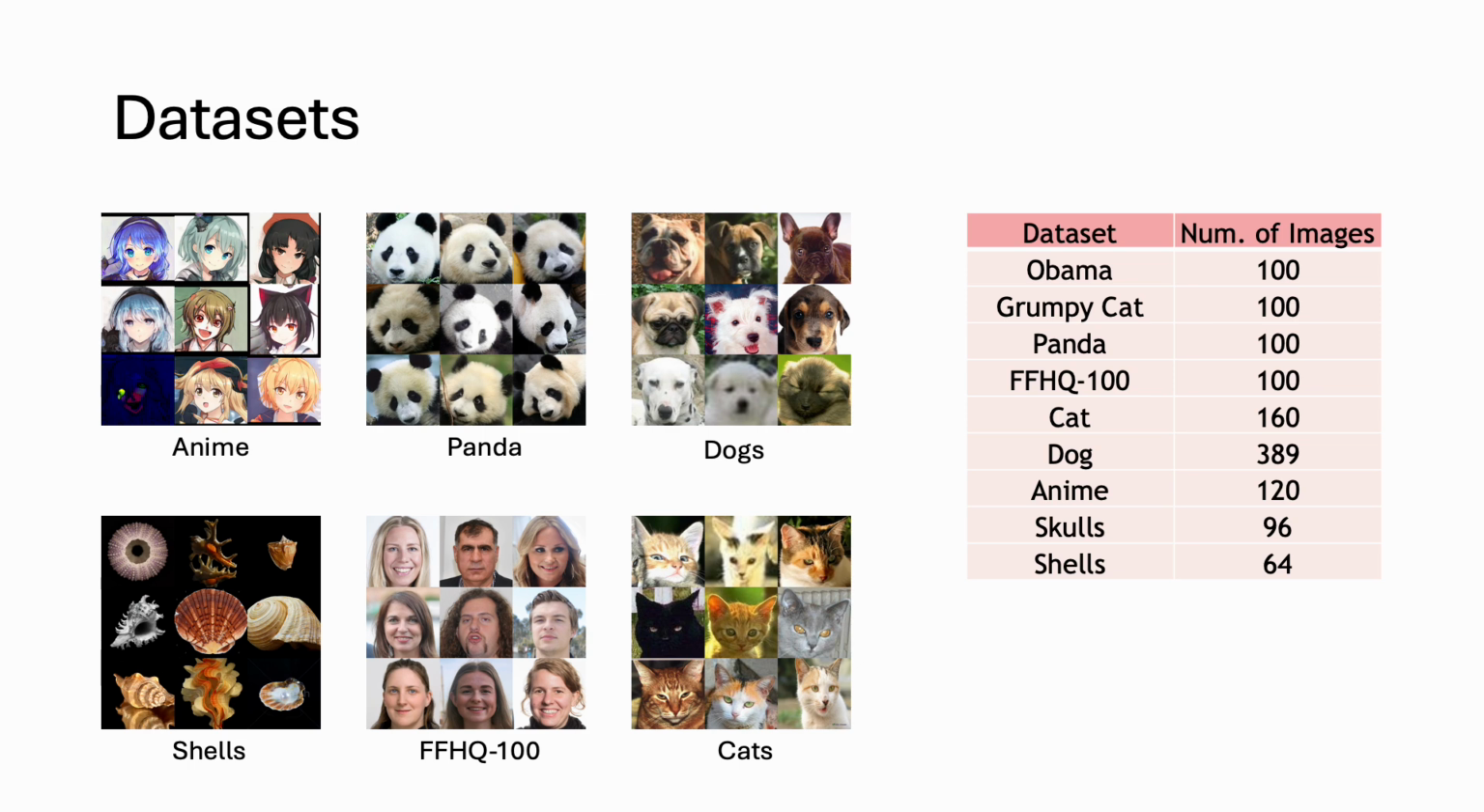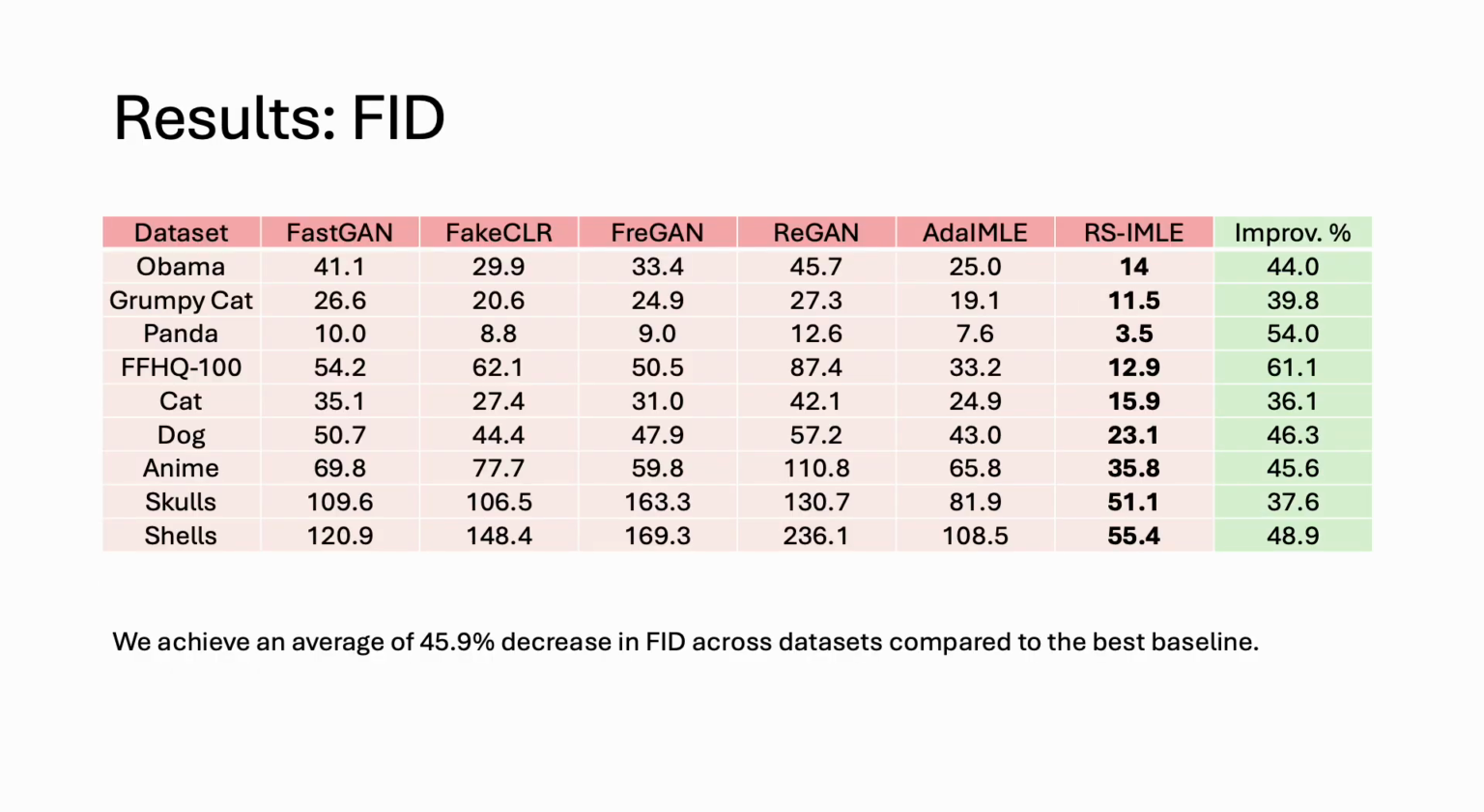These are the samples from the datasets, and on the right you can find a table showing the number of images for each dataset. This is a table that shows the performance of our method compared to the baseline associated with this task, and we see an average decrease of 45.9% in FID across datasets compared to the next best baseline.